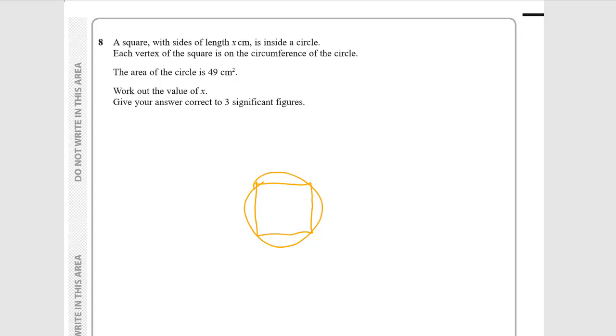So we know that each one of the sides is going to be x. And we know it's touching at this point. It's touching there, touching there, touching there. And the area of the circle is 49. So the area of a circle, our formula is pi r squared. So this equals 49.